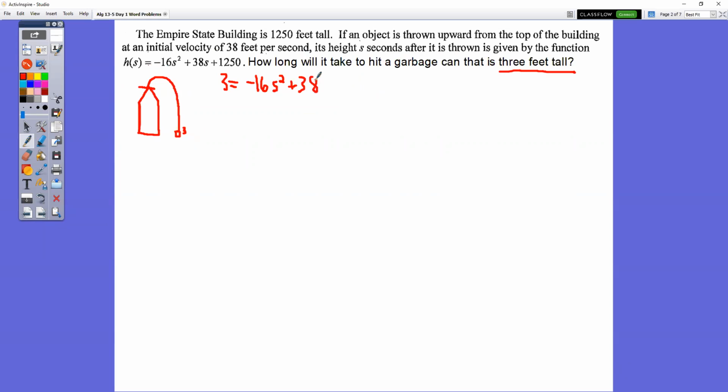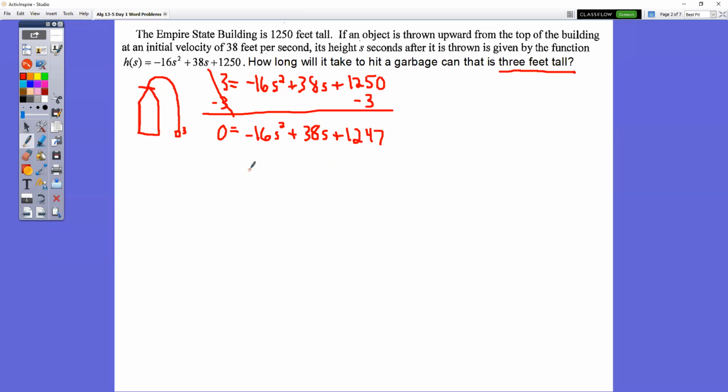So we're going to have 3 equals negative 16s squared plus 38s plus 1,250. Now, just like we did in previous sections, to do the quadratic formula, you have to have it set equal to 0. So if you have this set equal to 3, we need it set equal to 0 first. So you have to subtract 3 from both sides. So now we have 0 equals negative 16s squared plus 38s plus 1,247.